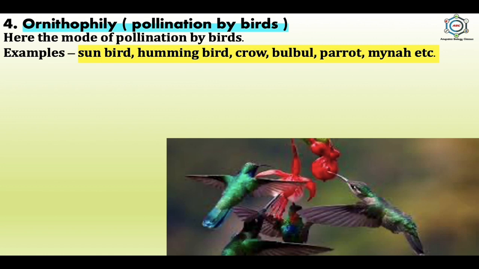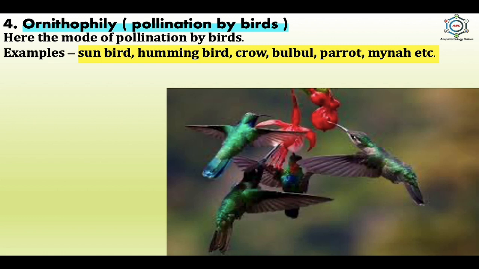In case of ornithophilous flowers, there are some characteristics. The flowers are usually large in size. They have tubular or funnel-shaped corollas. The flowers are brightly colored, which attract the birds from a long distance. The flowers produce abundant watery nectar and they are usually scentless.